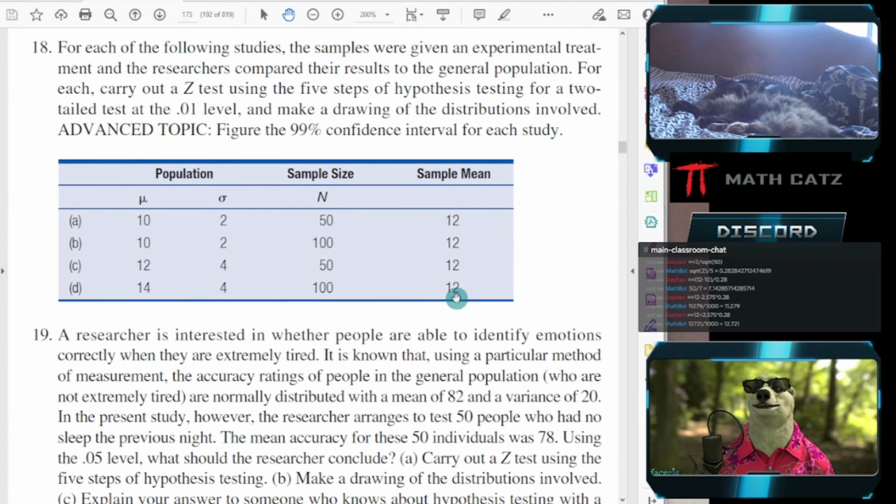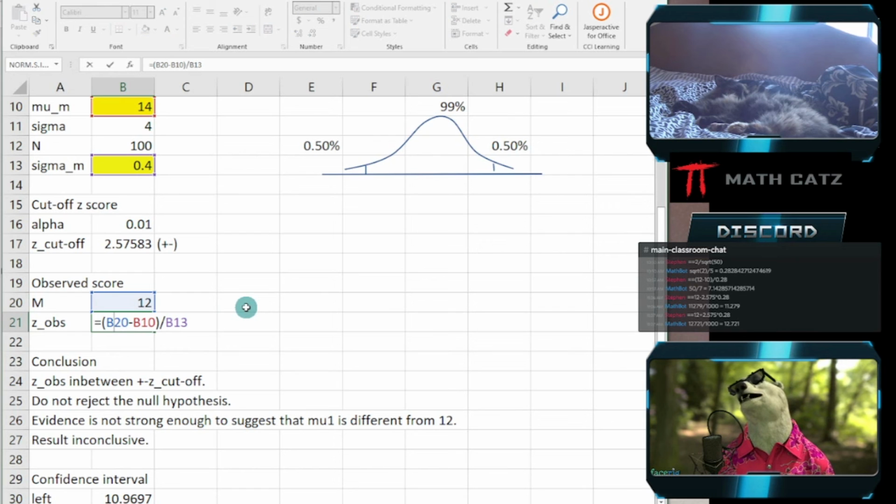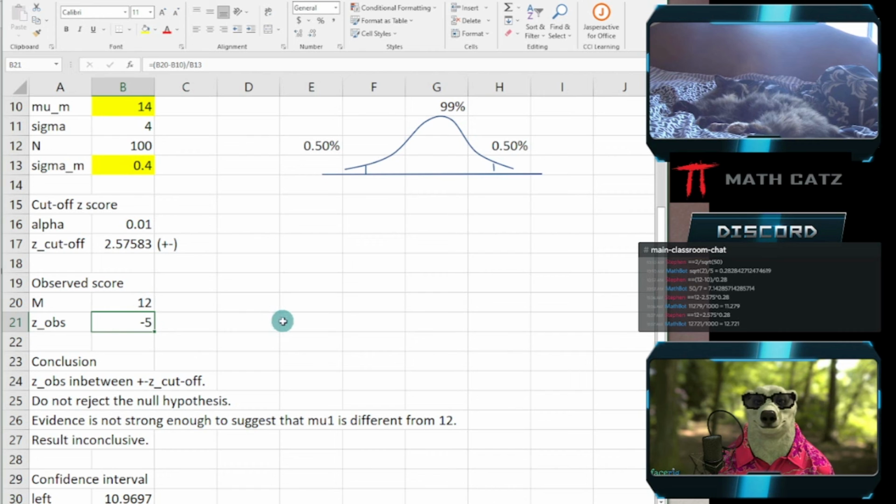But in this case, the observed mean is also 12, so that stays the same. And then we calculate our z observed in the same way, but because we updated some of the things, that automatically gets updated as the sample mean minus the comparison distribution mean over the comparison distribution sigma. It's gonna get a little noisy because there's a truck outside. I apologize in advance. I'll try and wrap it up quickly. And we get a -5. So we're way out to the left beyond the negative z cutoff line.